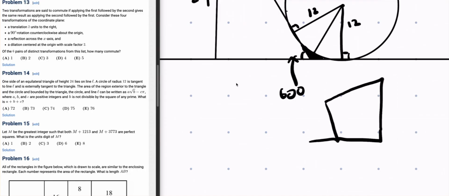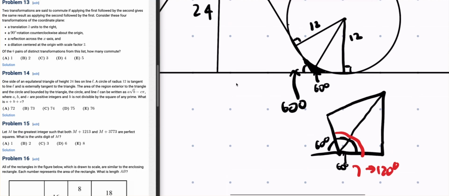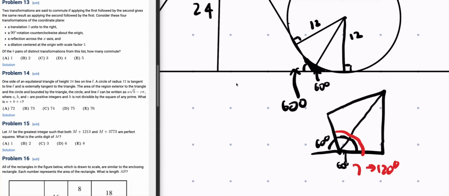If this is going to be 60 degrees, that means this entire red part is going to be 120 degrees. Then we divide that by 2, since these two angles are the same. So this is also going to be 60 degrees. And therefore, by the 30-60-90 triangle, this line down here, this green part, is going to be 12 over root 3.